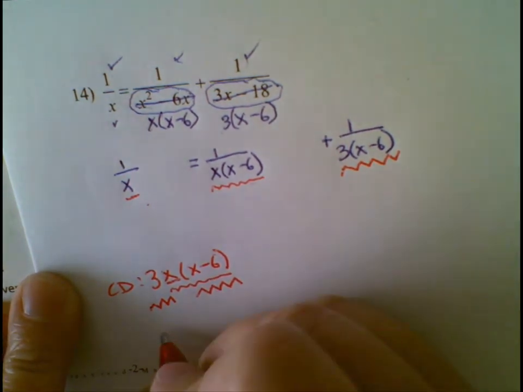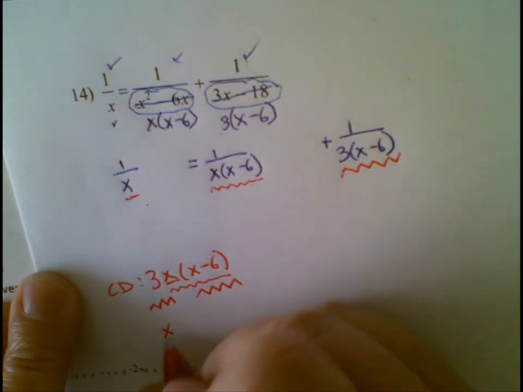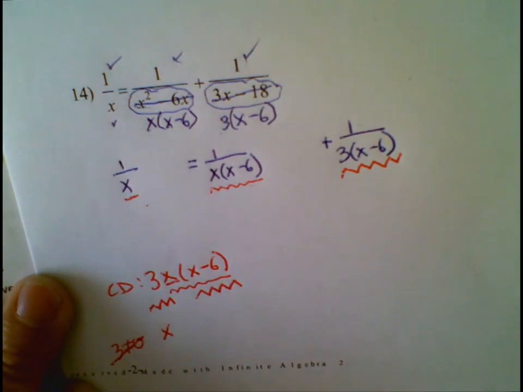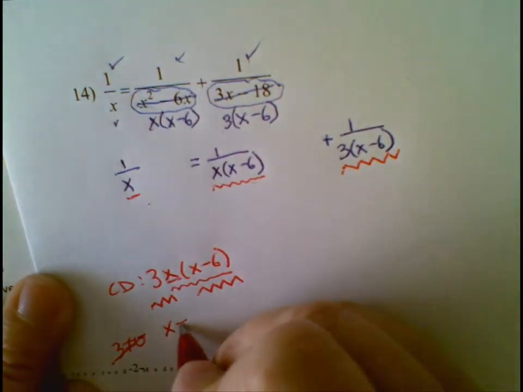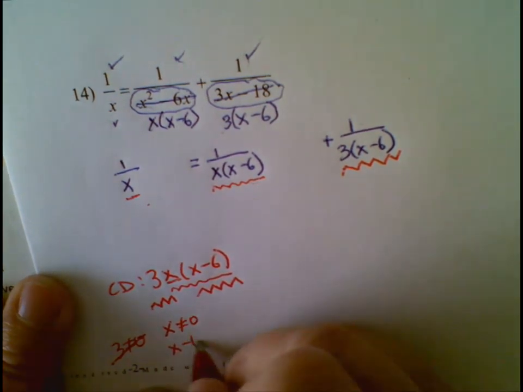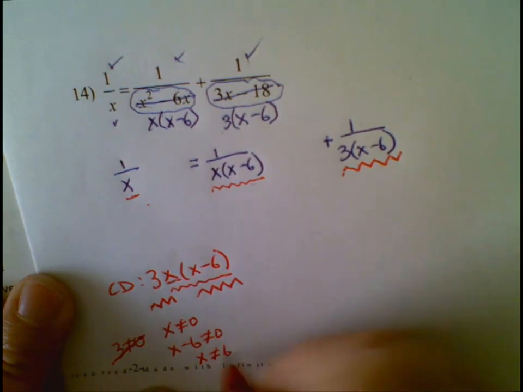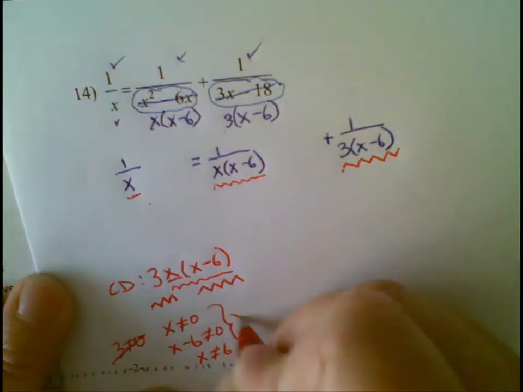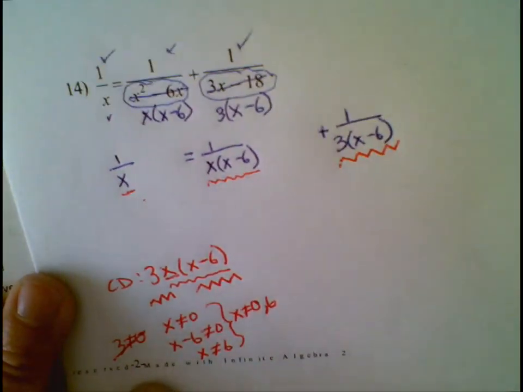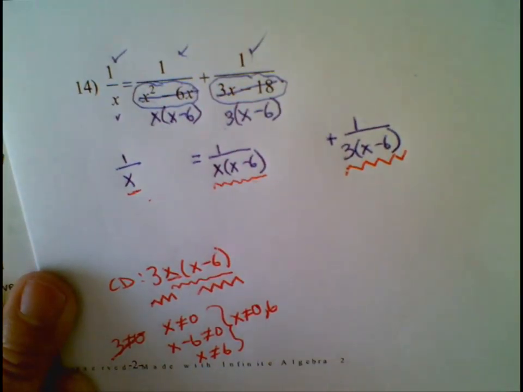From that, of course, I can get my domain restrictions. I have 3 not equal to 0, but that doesn't give me anything. Then I have x not equal to 0. That's one domain restriction. I have x minus 6 not equal to 0, which gives me x not equal to 6. So from all of that, I get x not equal to 0 or 6. Those are my domain restrictions, and when I get the solution, I'll need to check it against that.